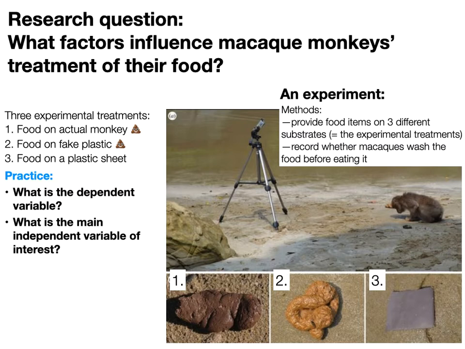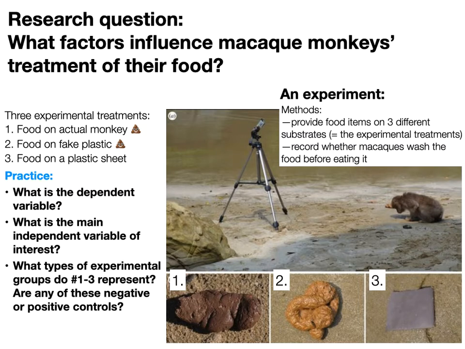So what were they measuring in response to these treatments? What was the main independent variable of interest in this case? Is it possible that there's more than one here? And then what kinds of experimental groups do groups 1, 2, and 3 here represent, or treatments 1, 2, and 3 represent? And you can think of the main treatment group, classical control, negative control, positive control. Can you classify 1, 2, and 3 as these different types of experimental treatment groups? And lastly, what potential confound does group number 3 or treatment number 3 control for? That's food placed on just a plain plastic sheet.